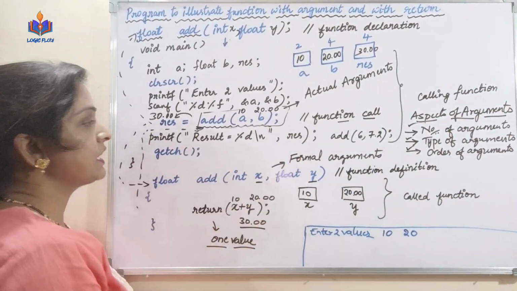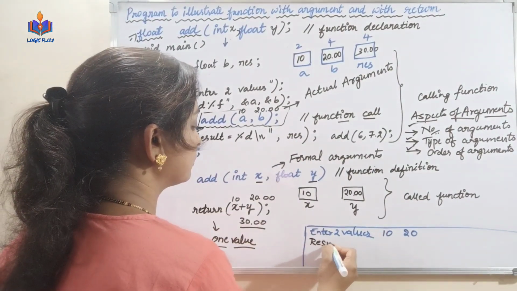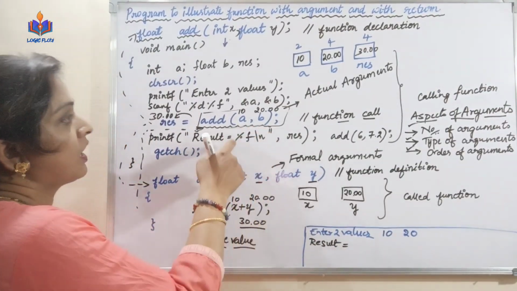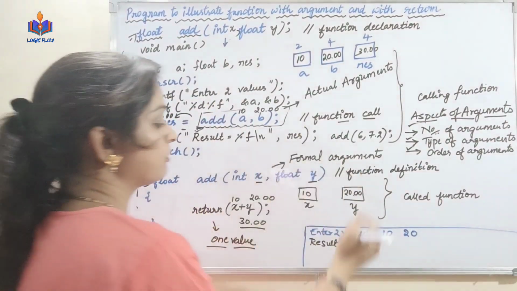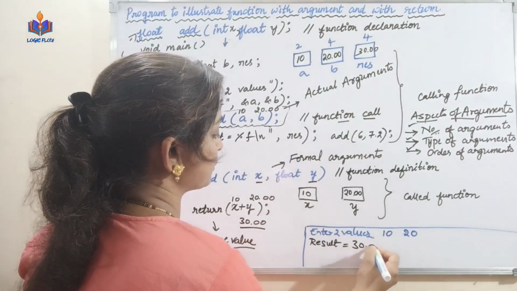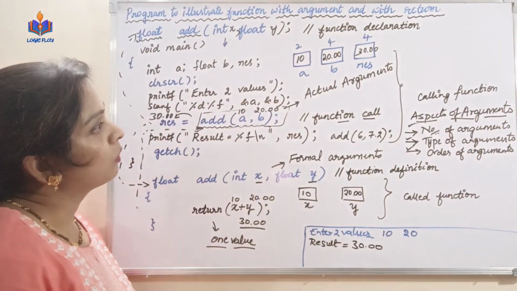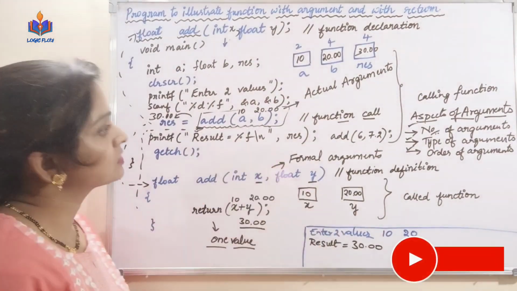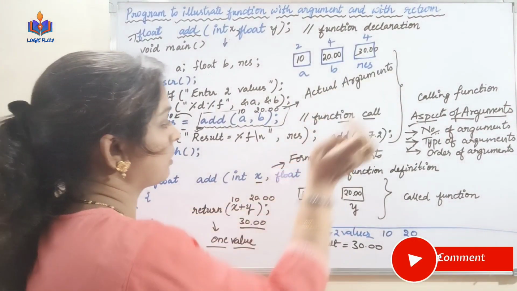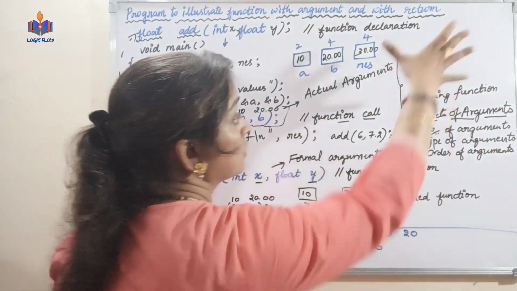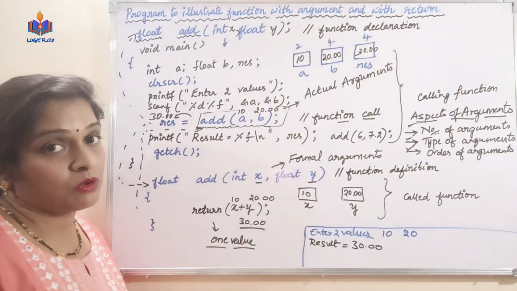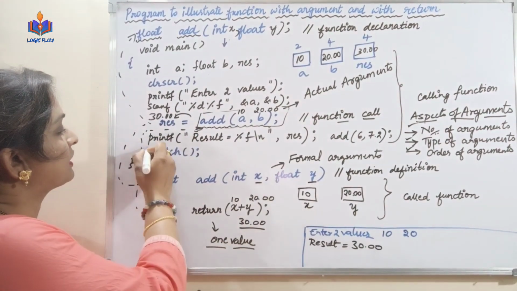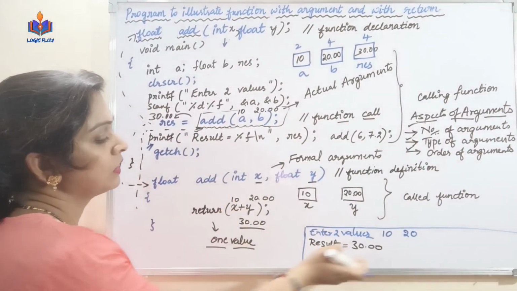Then I print a message: result equal to, and one more mistake here, I have percentage f. res is of float type. Percentage f prints the res value, it is 30.00. So this is how the function completely works. So we discussed many concepts here: actual argument, formal argument, calling function, called function, aspects of the arguments, all these things. See, once the control is back to the place, it will take the control to the next line. So printf result equal to, I'll get the result.